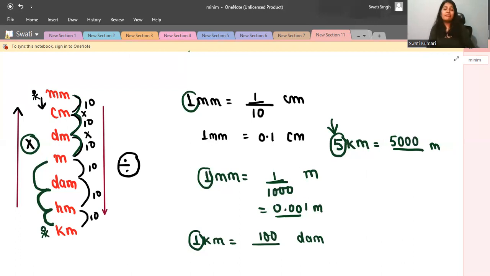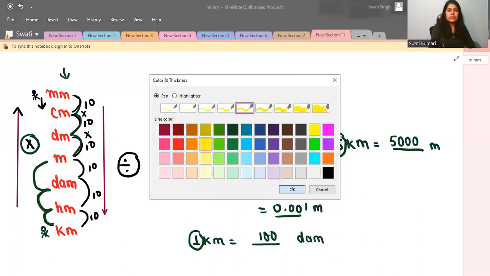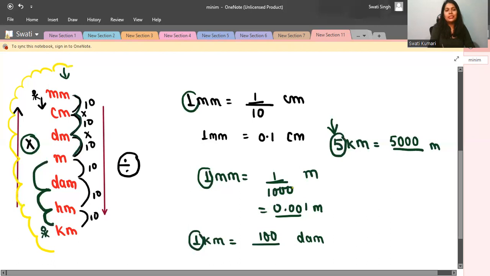Isn't it a very, very simple way to convert from any unit to any other unit, right? The only thing that you have to remember is the sequence. The sequence is very important. This is the most important sequence that you need to learn. It's millimeter, centimeter, decimeter, meter, decameter, hectometer, kilometer.